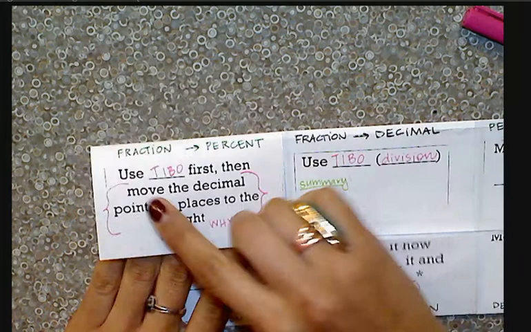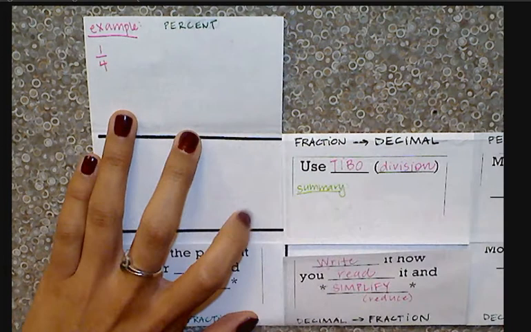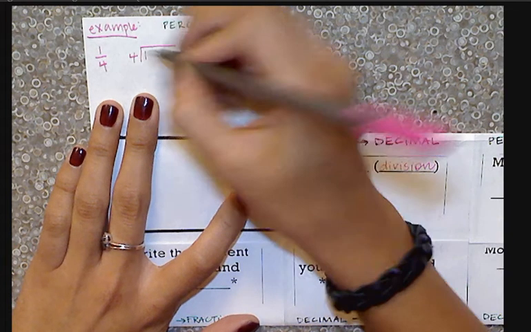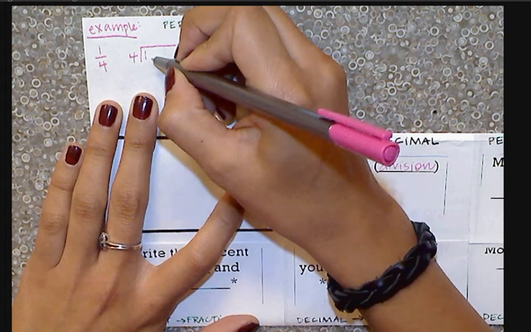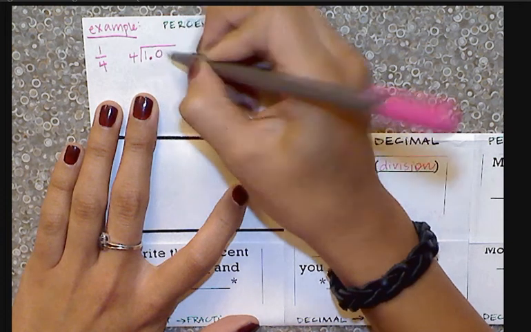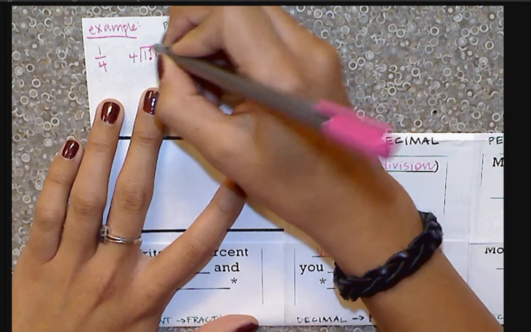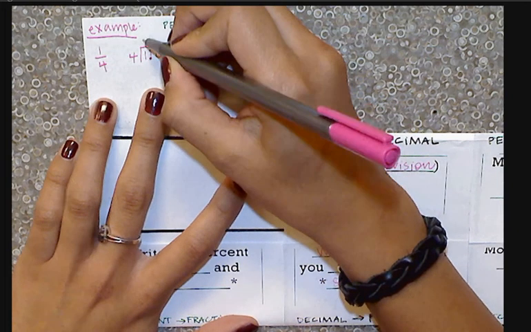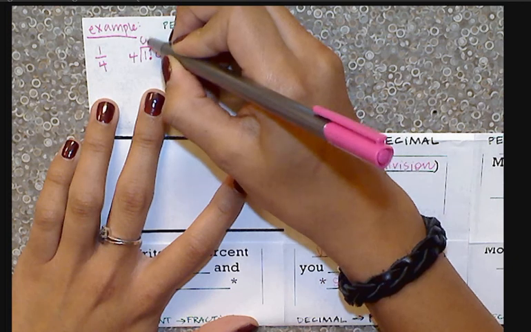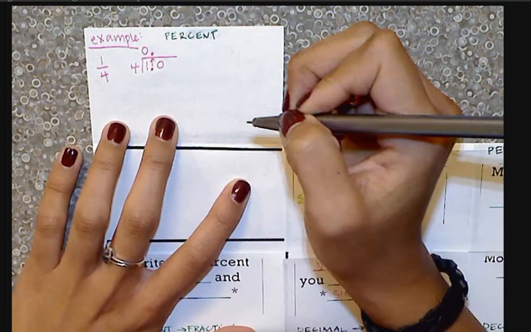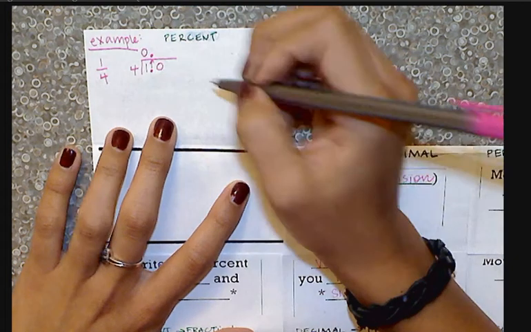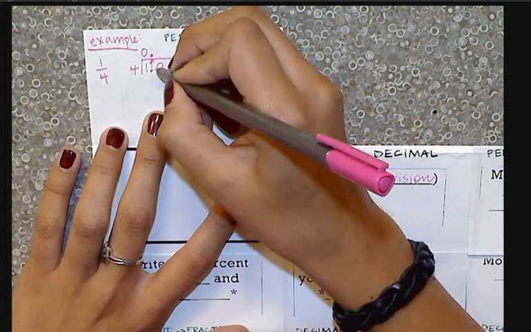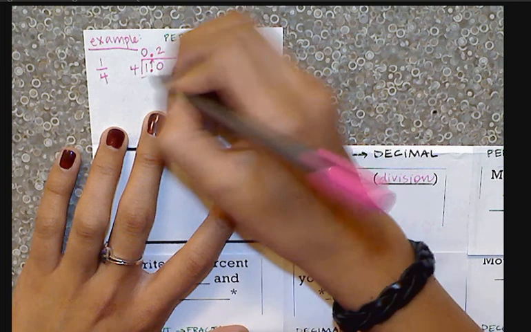So if you look at our rules, it says use Tybo first. Let's go ahead and do that. So top in, bottom out. And I know that 4 doesn't go into 1, so I'm going to go ahead and add my decimal and my 0. Bring that decimal point straight up. 4 does not go into 1, so I'm going to put either an X or a placeholder 0. I like using the zeros better because you can keep it there, whereas the X you're going to have to erase. 4 goes into 10 2 times to give me 8.